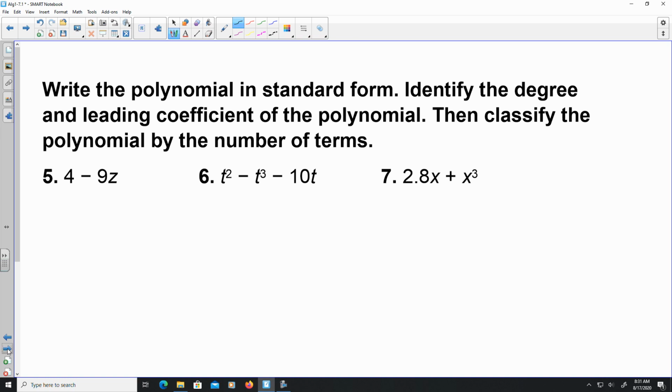All right, looking here, same idea. For 5, standard form will be negative 9z plus 4. The degree here is going to be 1, and the classification by the number of terms, it's a binomial.